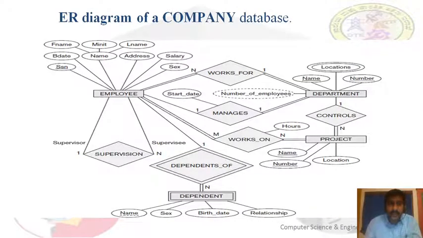We have a weak entity type in this ER diagram, that is dependent, which is denoted as a double rectangle, and its identifying relationship is denoted by a double diamond shape. In this ER diagram, dependent is the weak entity type, whereas the identifying relationship is dependent of. And in the weak entity type we have a partial key, denoted by a dotted underline. Here the partial key is name, which is dotted underlined.